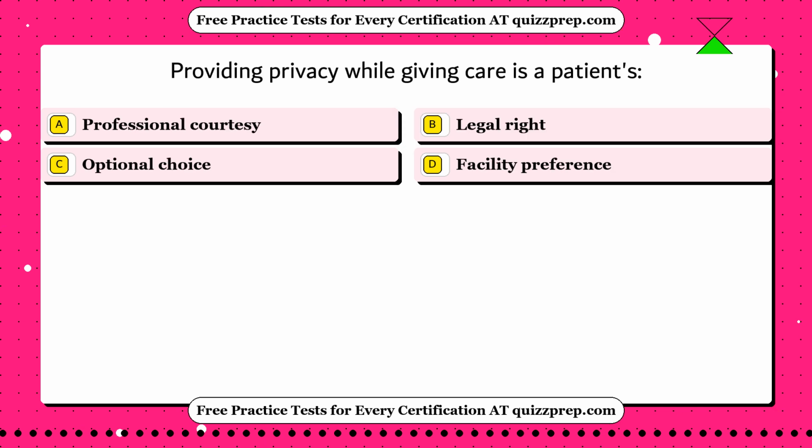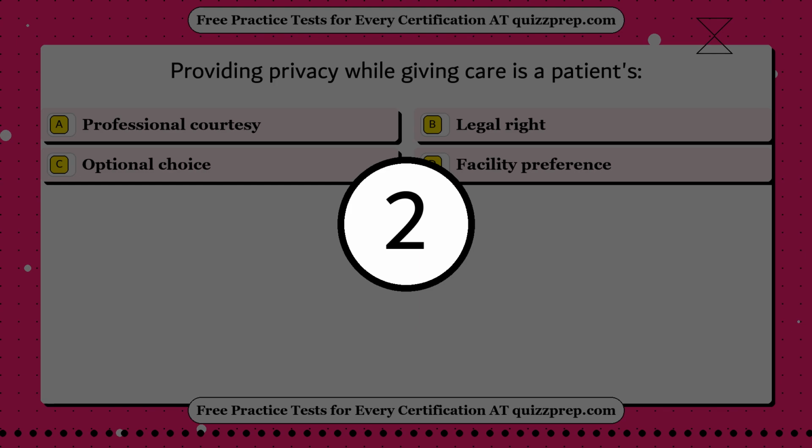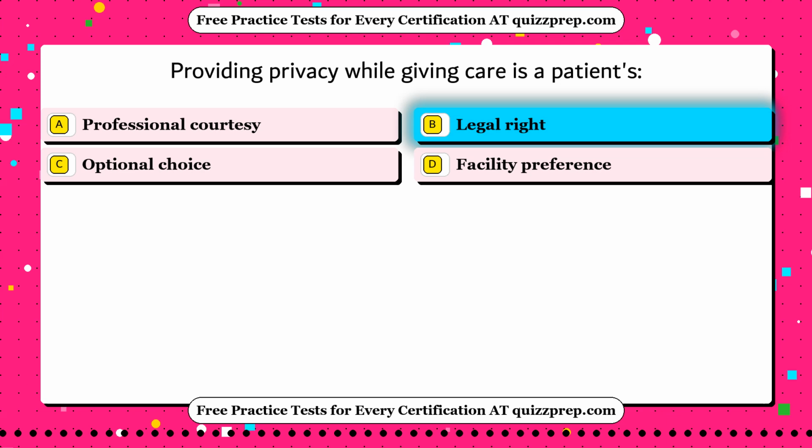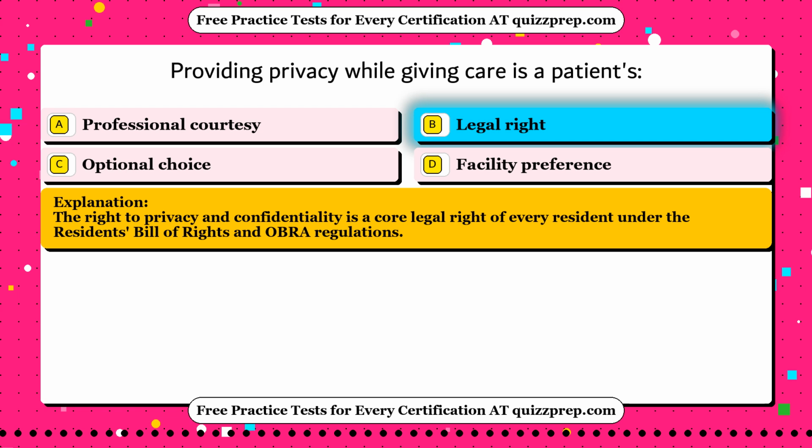Question 7. Providing privacy while giving care is a patient's: Option A, professional courtesy. Option B, legal right. Option C, optional choice. Option D, facility preference. The correct answer is option B, legal right. The right to privacy and confidentiality is a core legal right of every resident under the Residents' Bill of Rights and OBRA regulations.